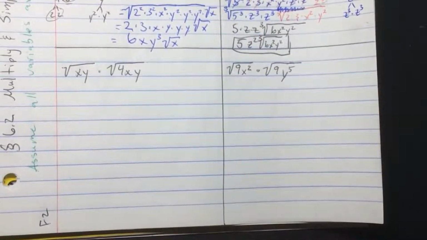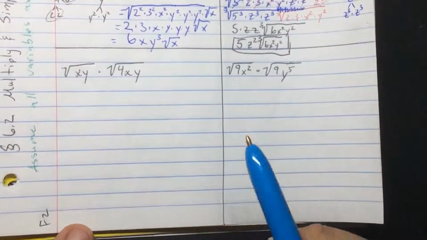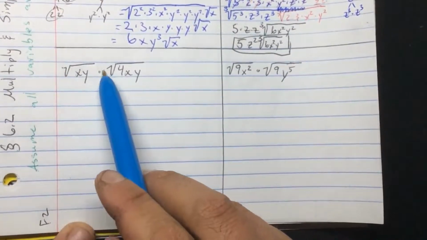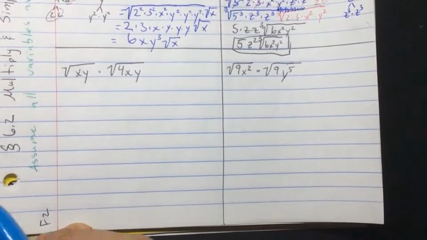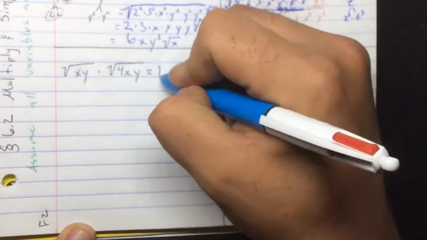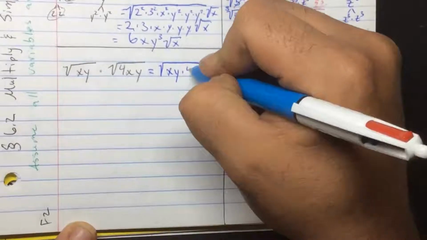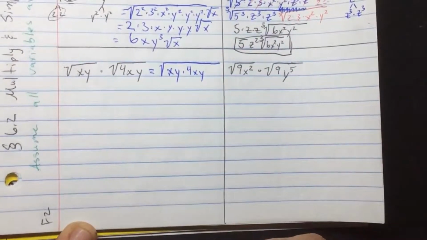This is the last part of Foldable number 2, multiplying and simplifying rational expressions, radical expressions. For this one here, we have the square root of xy times the square root of 4xy. First things first, we're going to combine it. So we're going to set this equal to, and put it all together. We're going to put our xy times our 4xy here. Then we're going to combine it.